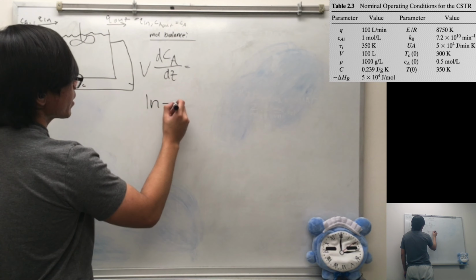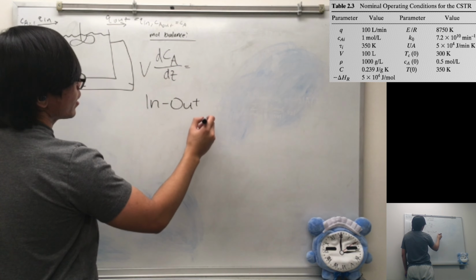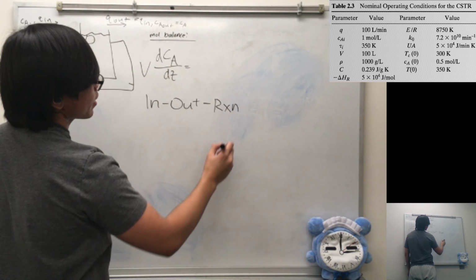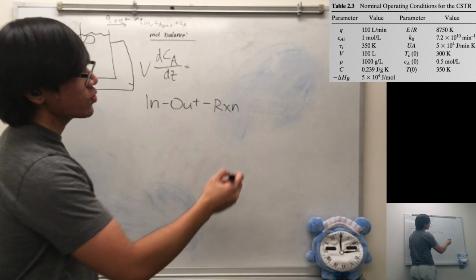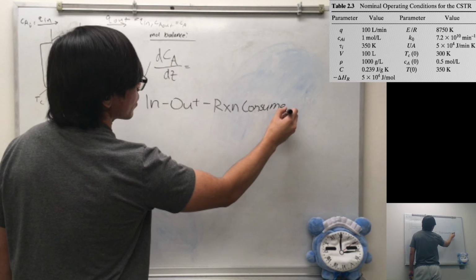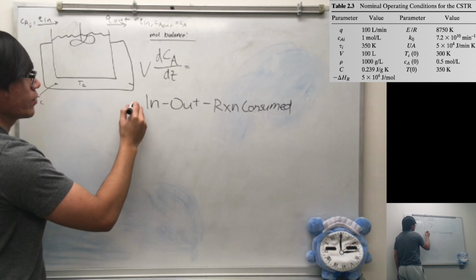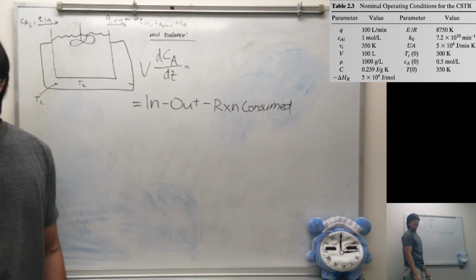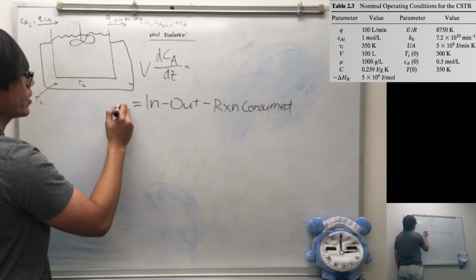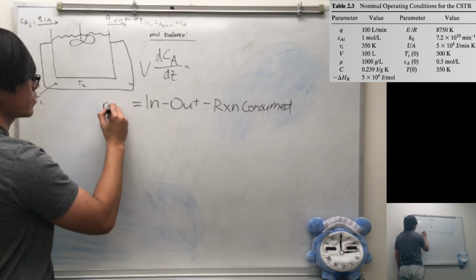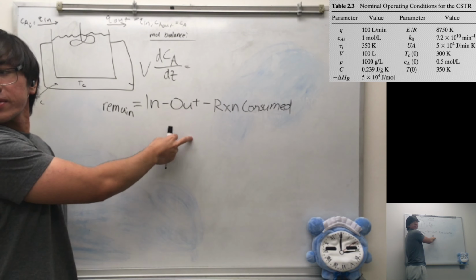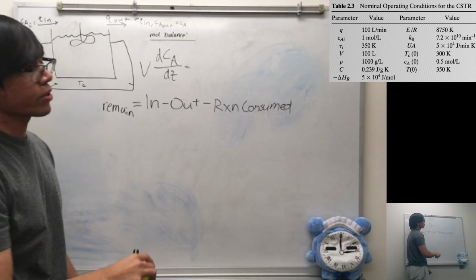So that is in minus out minus what the reaction is removing, or consuming is probably the right word. So reaction consumed. The addition of all of those parameters will give us the concentration inside the tank, so I guess what remains. So remain equals in minus out minus what the reaction consumes.